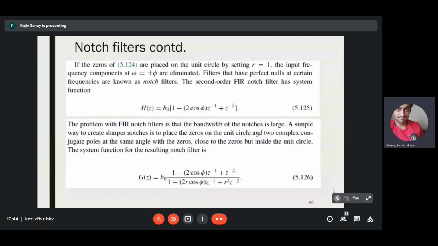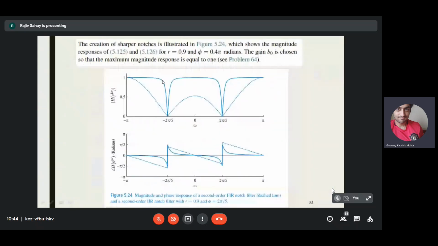Sometimes the bandwidth of the notches can be large. For example, you see this dash plot. This is the frequency response of a typical wide bandwidth notch filter. You look at this dash plot and you look at this solid plot. So this is just the reverse of the resonator. The solid plot is something that we would like to prefer. Although for the dash plot also there is a perfect null, the variation in the neighborhood of the null is very sharp.